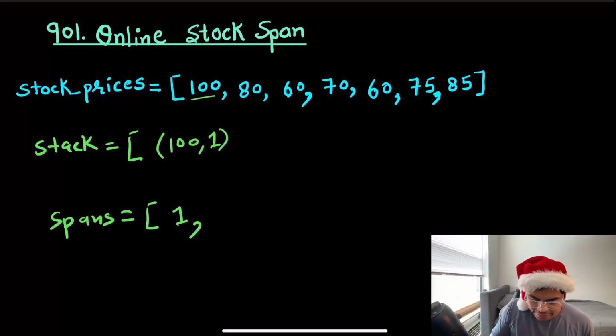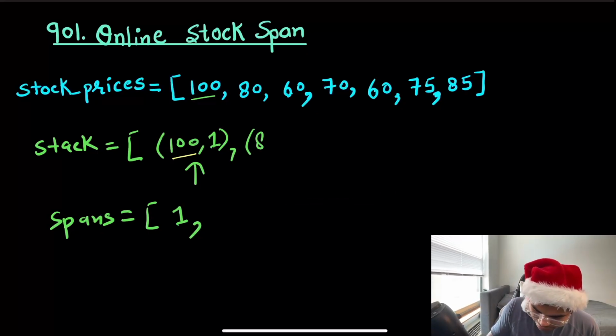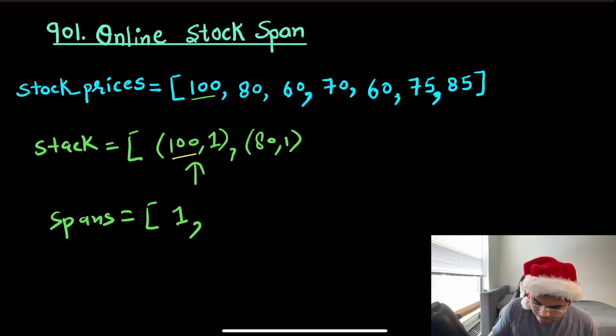Then for 80, what I'll do is I'm gonna check on the top of my stack: the price that I have seen before, which is 100, is it less than 80? It is not. So what do I do? I will again keep 80 as 80 and then 1 as its span, because that's the only stock that is less than or equals to itself. So the answer will be 1 again.